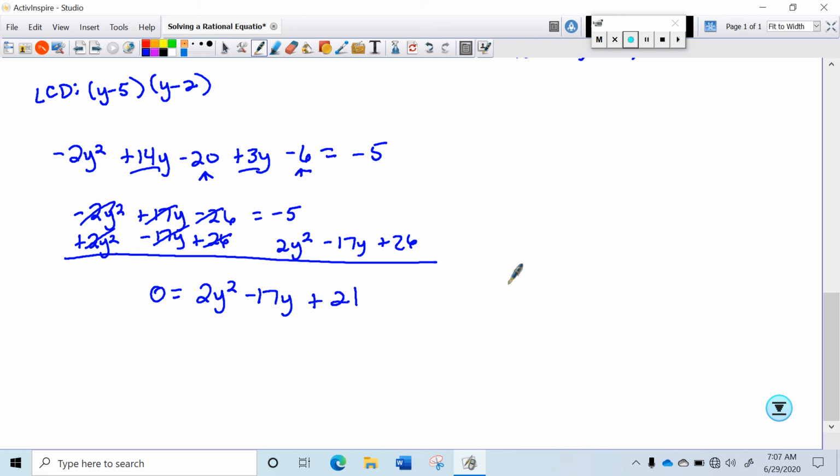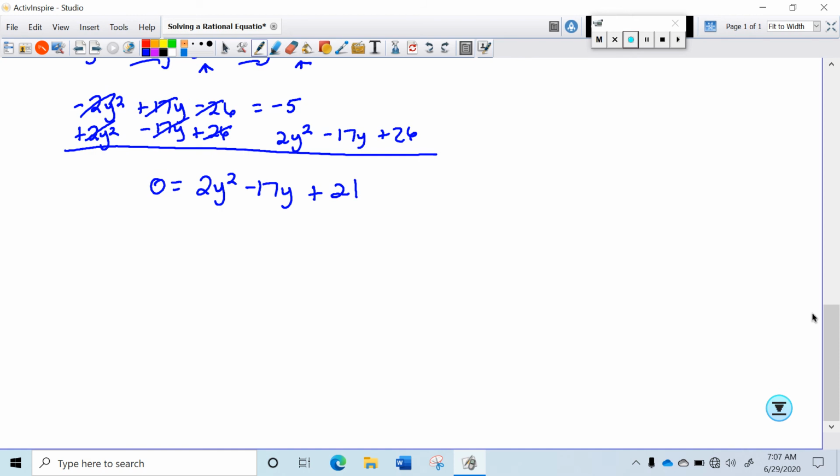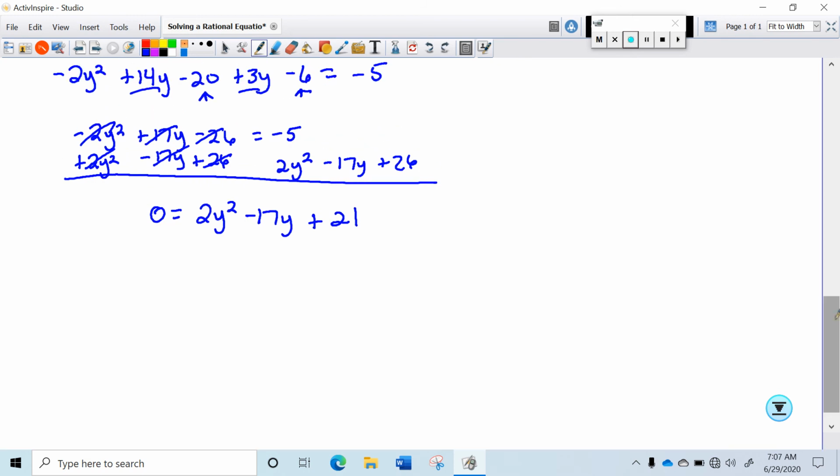I need to use the AC method of factoring because I have a number in front of my squared term. So I'm going to multiply first times last. 2 times 21 equals 42. I want the factors of 42 that, when I add them, equal 17. 42 divided by 1 is 42.